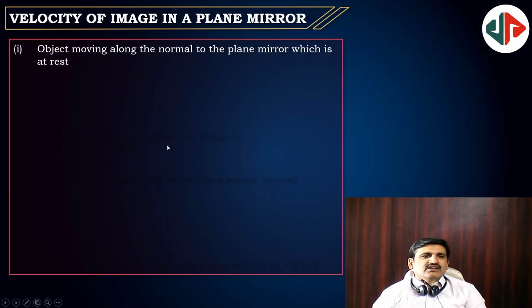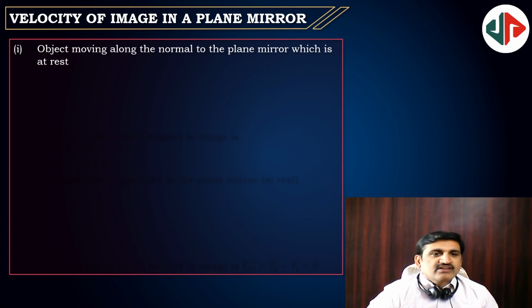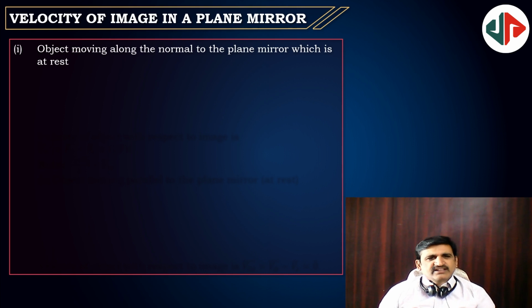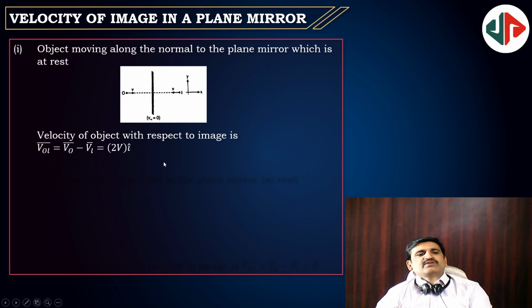Next, object moving along the normal to the plane mirror which is at rest. Then velocity of object with respect to image is V_OI, this is I, not L. Velocity of object with respect to image is equal to velocity of object minus velocity of image, that is 2 times the velocity of the image or object, whatever.